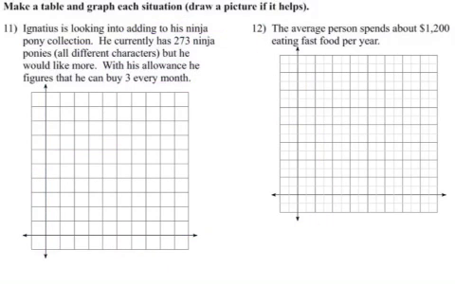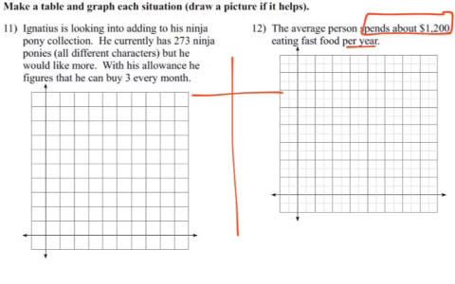Alright, so 12: the average person spends about 1,200 eating fast food per year. Okay, so what are we connecting? Well, they're spending money when? Per year. So what are we connecting? Years with money spent.